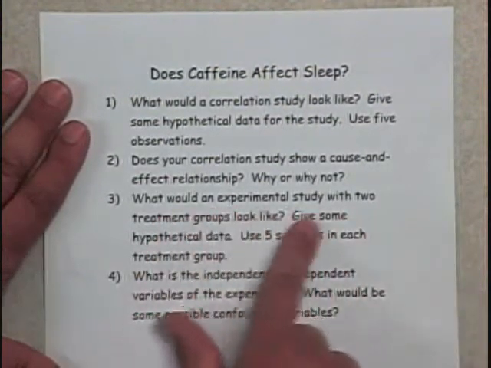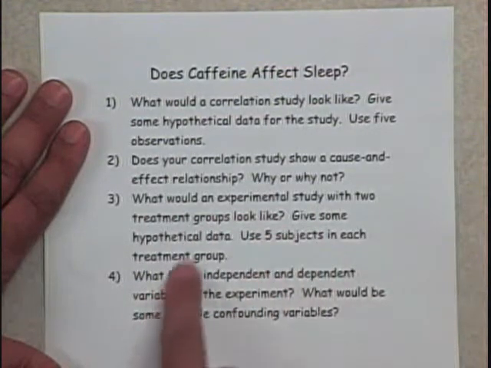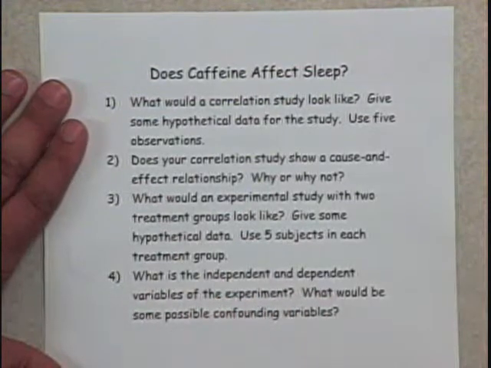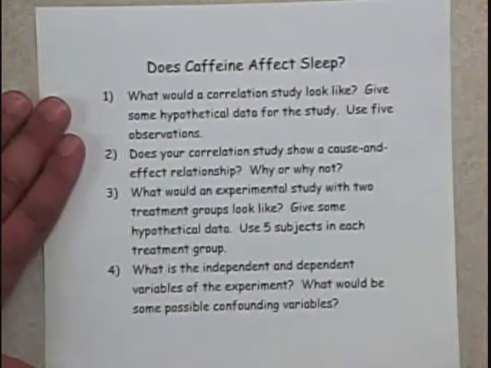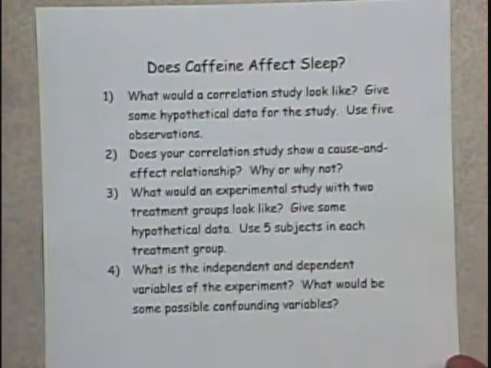Why or why not? Now you're going to do the same thing with an experimental study. Kind of write out what it would look like, make up some data. And then what would the independent and dependent variables be, and what would some possible confounding variables be? Okay, so go ahead and press pause and take some time to work on this. Okay, so hopefully you're done working on this and we can take a look at this.